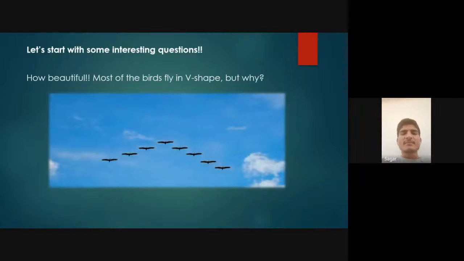Like you can see the image, like birds are flying in a V shape, like how beautiful it is.